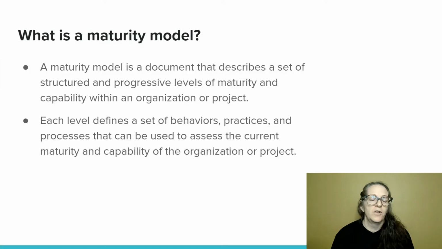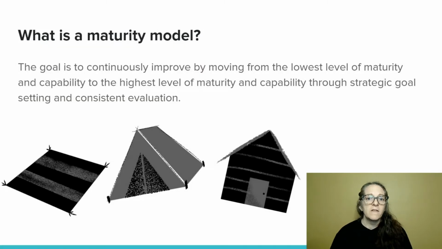So what is a maturity model? A maturity model illustrates the levels of continuous improvement within an organization or project. Each level represents a different stage of maturity and provides a snapshot of the project or organization at that time. The goal is to progress through each level of maturity by focusing the direction of your strategy and efforts on the behaviors, practices, and processes outlined in each level through evaluation, goal setting, and strategic intention.